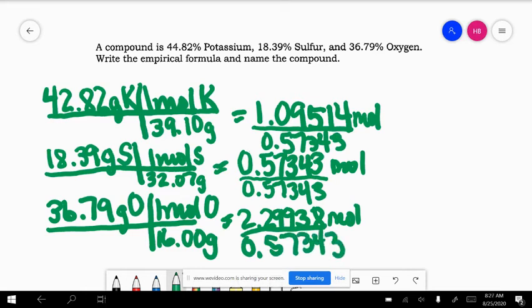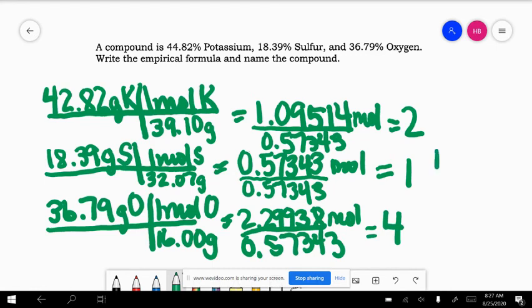So now I can see how they compare with each other. Obviously, this one is 1. This one is 2. And then this one is 4. What that means is these are the subscripts for the empirical formula.